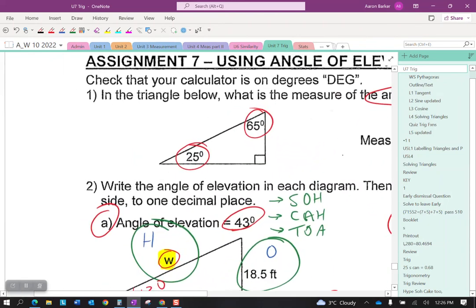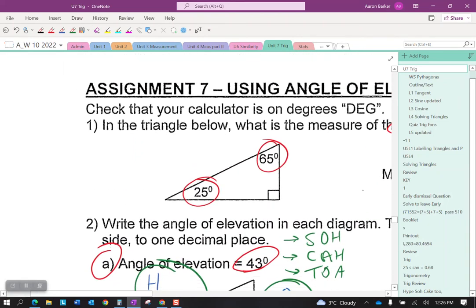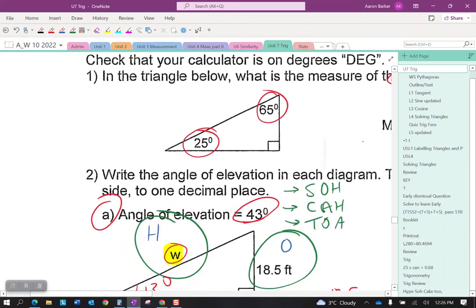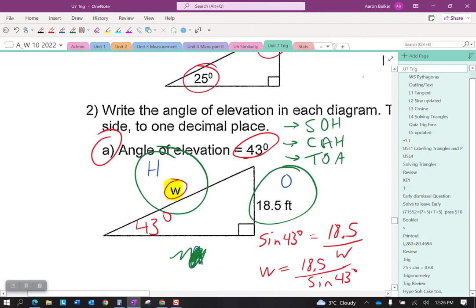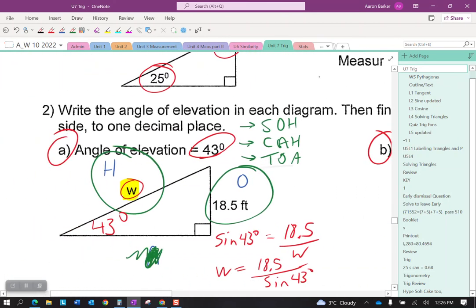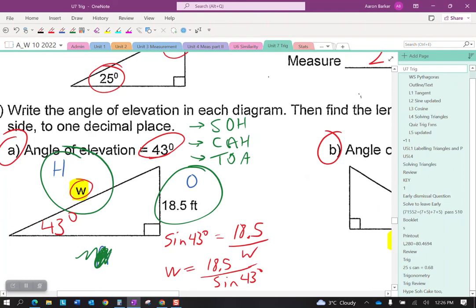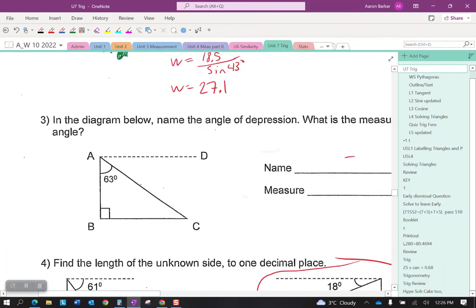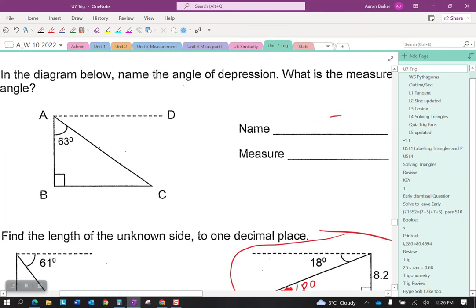This one here, you have to figure out which angle is the angle of elevation. Okay. Number 2, you have to write the angle of elevation in and then do your calculations. So it's a little bit more work. Here, number 3, the name is BAC. So you write down angle BAC. You can write that down. I'll never test that. Okay.